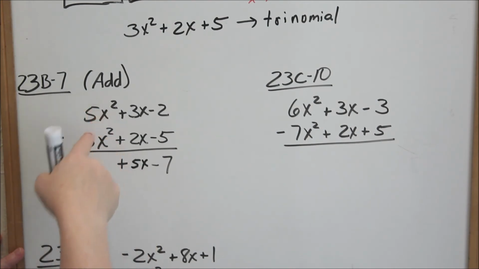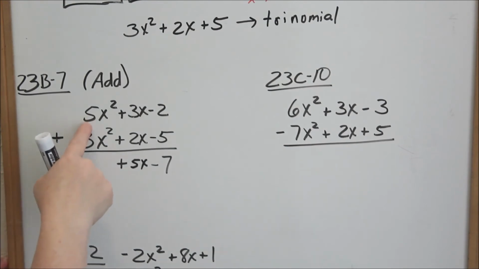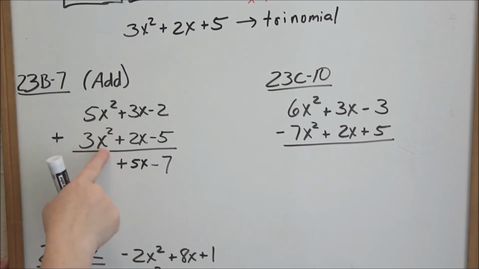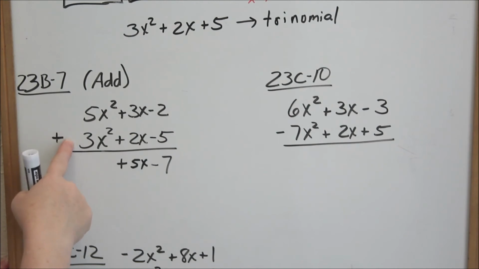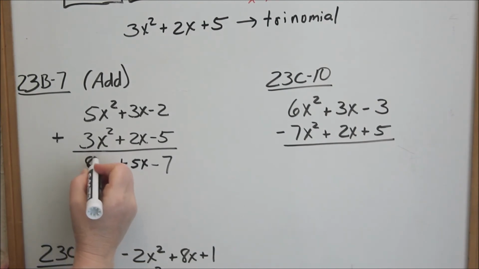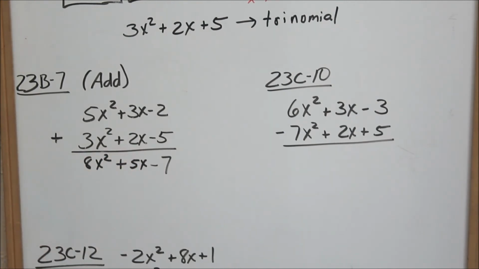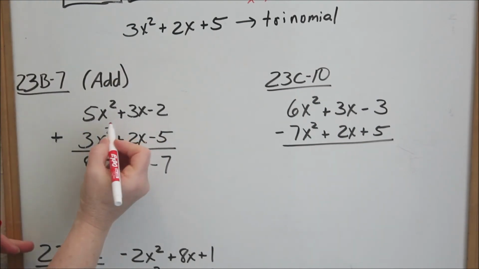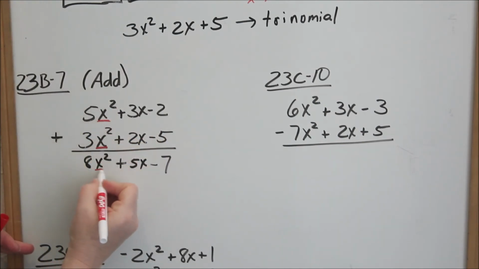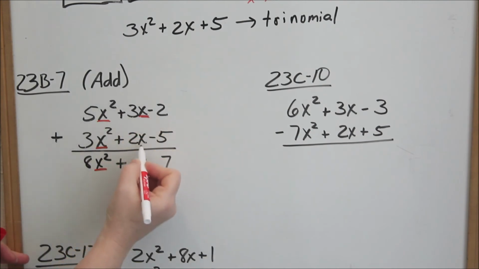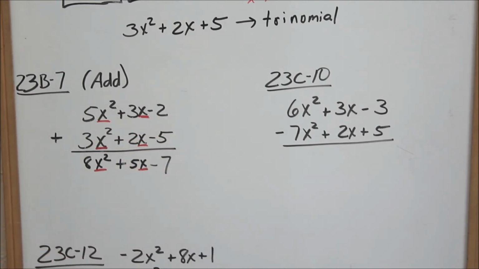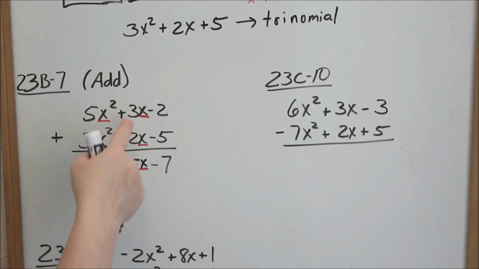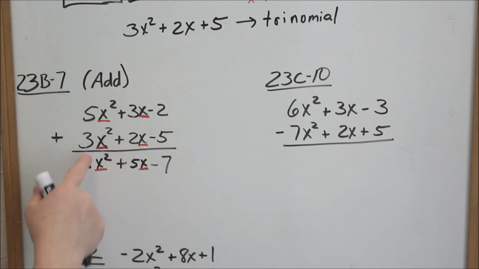Now I can only add x squares to x squares, oranges to oranges. I have 5 of these plus 3 of these, because remember when there's no sign it's an implied positive. So +5 of these plus +3 of these is +8 of these. It's important to know that the x squared doesn't change. 5 of these plus 3 of these is 8 of these. 3 x's plus 2 x's is 5 x's. 5x squared plus 3x squared is 8x squared.